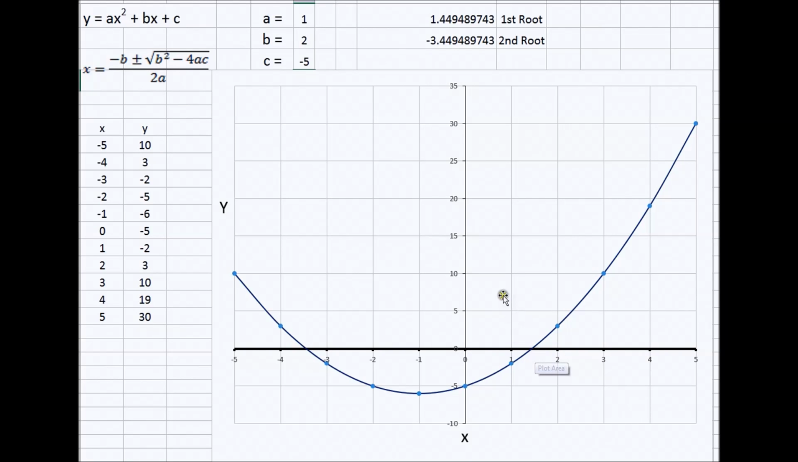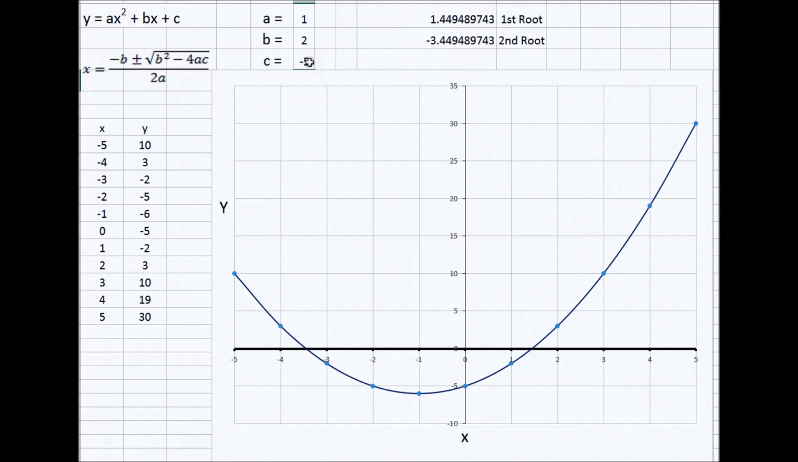It has 2 roots, and the roots are real, obviously. These are the values of the roots. I have a program to give me the roots. So students can visualize that in order for there to be real roots, the quadratic equation has to cross the x-axis.